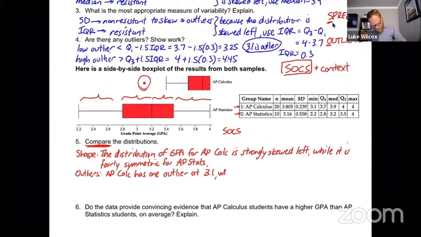So I'm going to say while AP Stats has no outliers. All right, so we've taken care of outliers. Up next is the center.